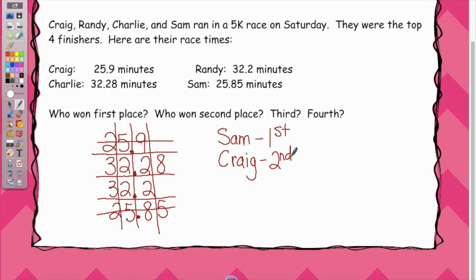Okay. Now we have our third and fourth place finishers, don't we? Yep. So let's compare. Are the 3s the same? Yes. Are the 2s the same? Yes. 8 and what would be here? 0. Okay, so I'm going to put a 0 there. Which one's smaller, the 8 or the 0? The 0. So cross that one off.